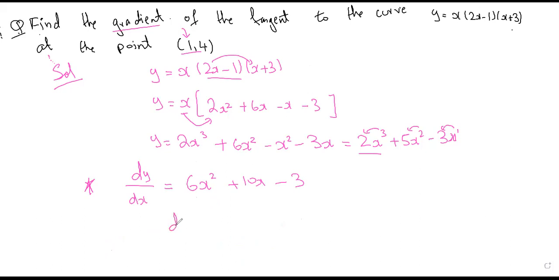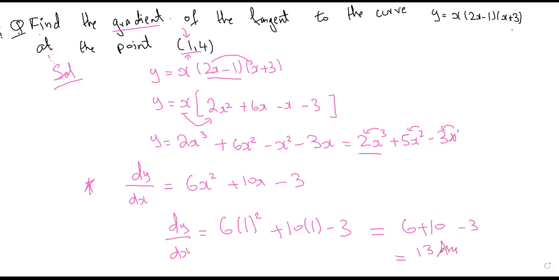Okay. So dy by dx is going to become 6 into 1 squared, since I'm interested in finding the gradient at 1, 4. So I'll plug in the x coordinate, that is 1, plus 10 into 1 minus 3. That would become 6 plus 10 minus 3. And the answer is 13. So this is the answer. So Munja, Haris and Nishal, did you understand this example? Yes, ma'am.